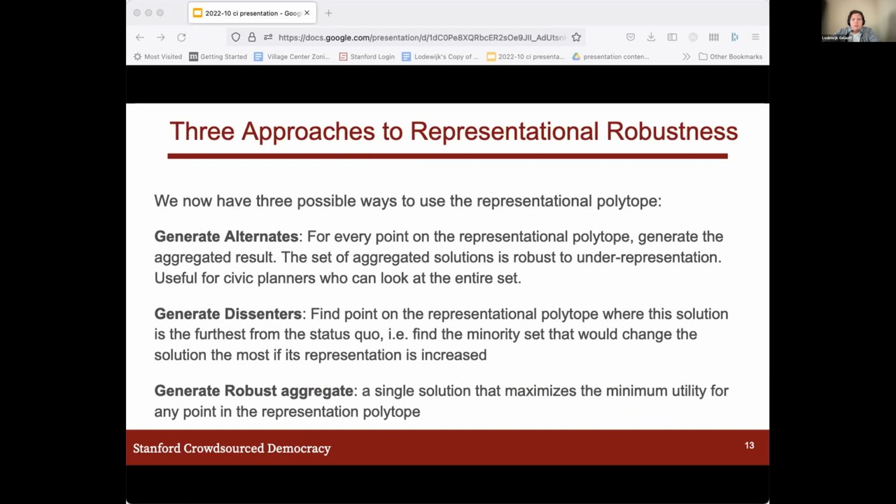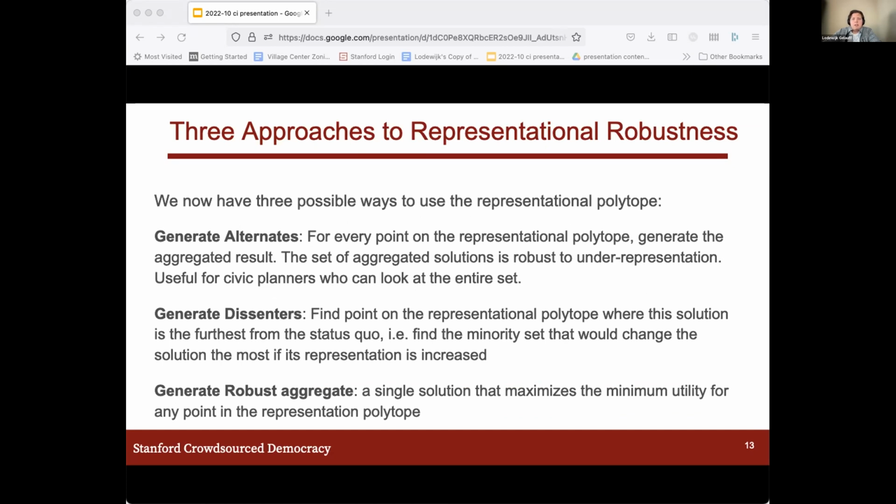With this set of definitions, we have essentially three ways to look at the issue. First, we can generate alternate aggregates. What would have happened if the turnout had been different? If the group of up to 10%, in our example, had shown up at double the rate, what would the aggregate have looked like? It might be useful for civic planners to look at the entire set to get an understanding of how robust their process outcome is to a variance in turnout.